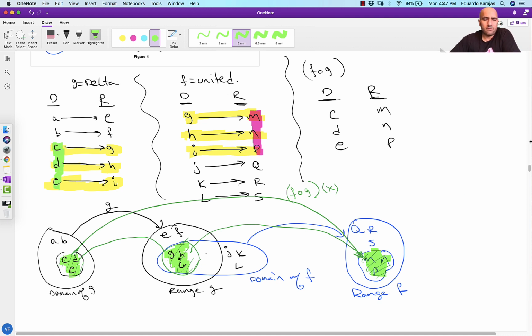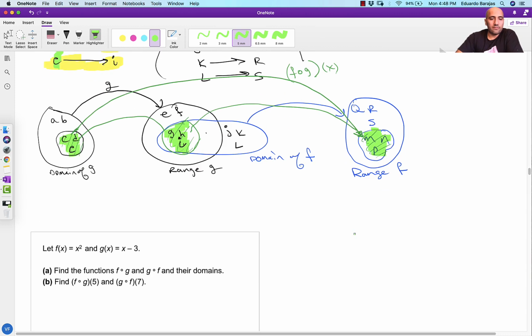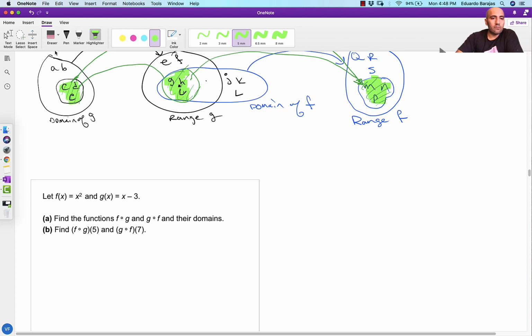I think it's hopefully easier to visualize than everything I just said, but hopefully that makes sense. Moving on, let's look at a more mathy example.